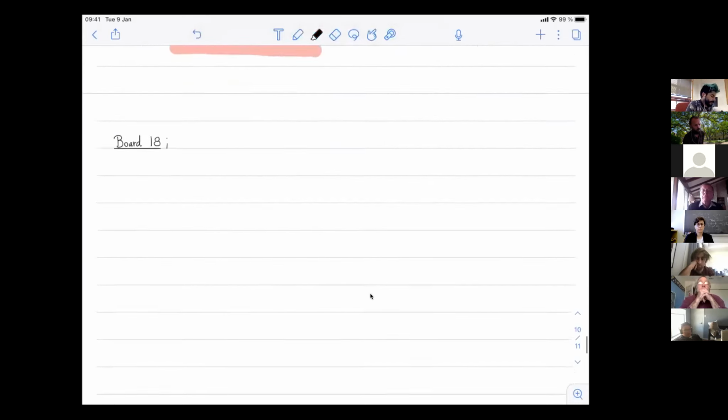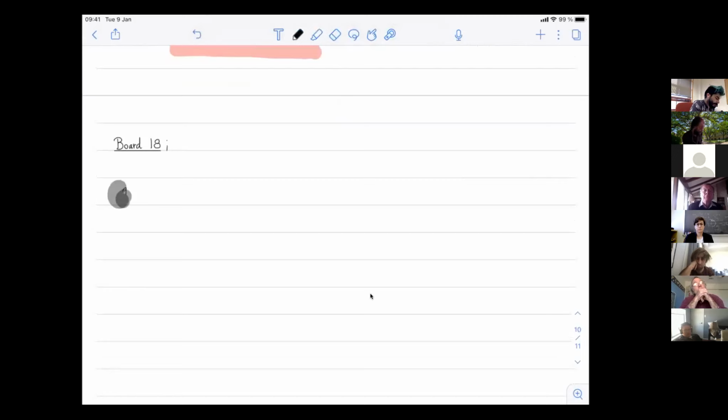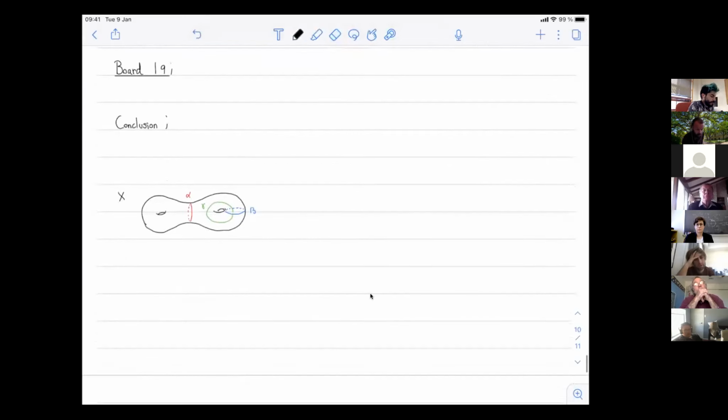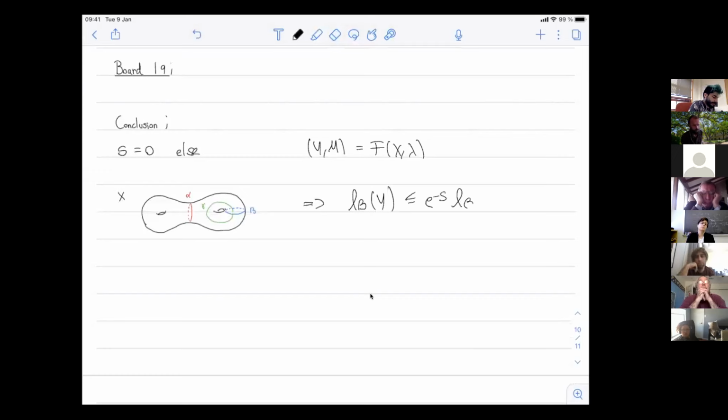You probably already guessed what I'm going to do, but the conclusion is sort of easy. So how can we conclude? I have a picture down here. Look at the following configuration of curves. I claim that s must be equal to 0, else the following happens. You have (y, mu) equals f of (x, lambda). And because of the previous claim, beta and gamma are disjoint from alpha. So then the length of beta in this new surface has to have shrunk by e to the minus s. And because gamma is disjoint from alpha, the length of gamma in this new surface has to also shrink by e to the minus s.